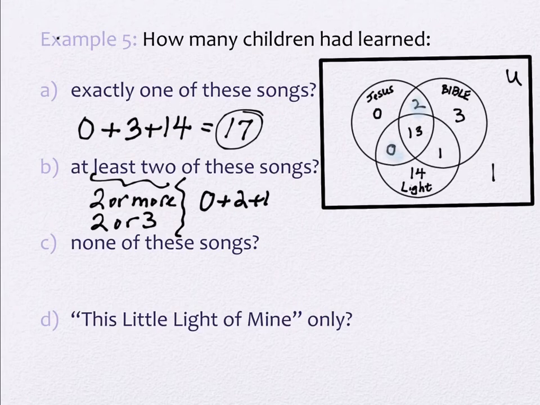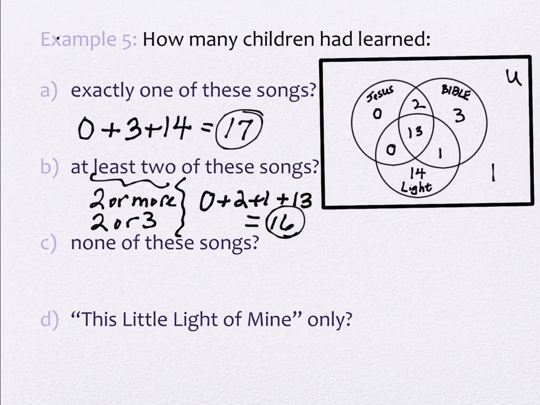Can you guys see that blue? It's really light. Make it darker. How about this? It's a little darker. Those 3 regions, those are the 2 only. Those kids knew 2 songs. And then I need to have the possibility that they knew 3 songs. And how many knew 3 songs? 13. So 0, 2, 1, and 3 all add up to what? 16. How about none of these songs?